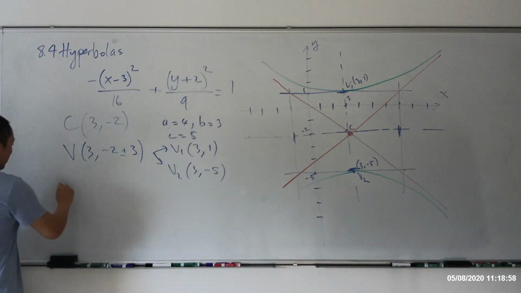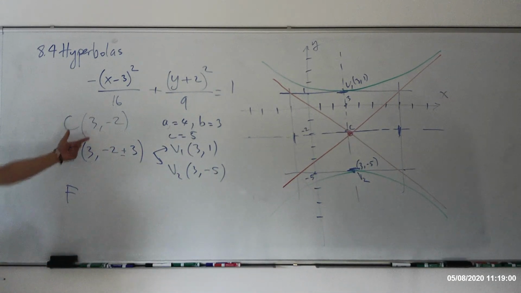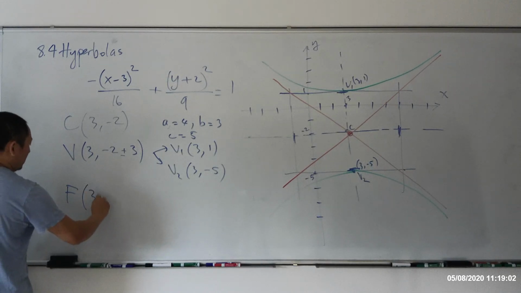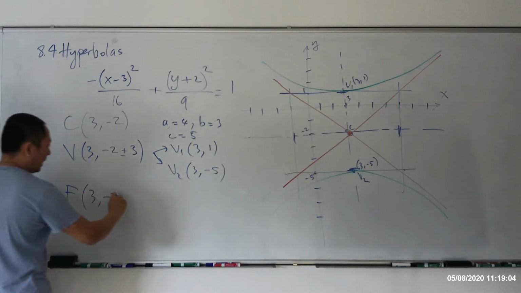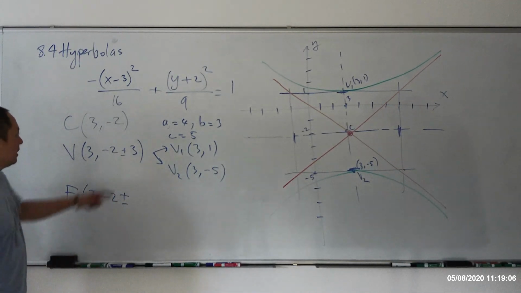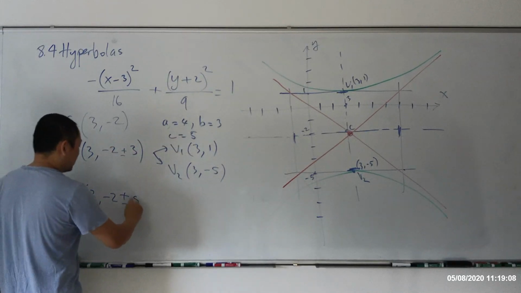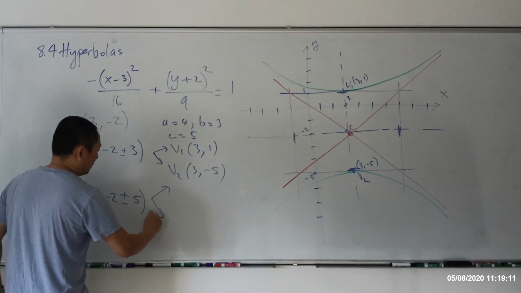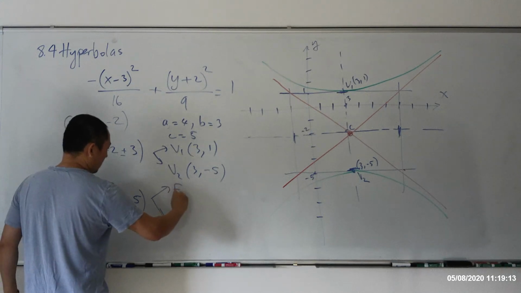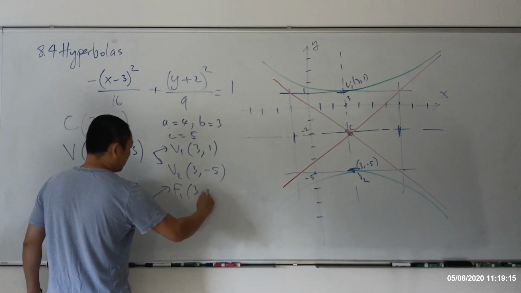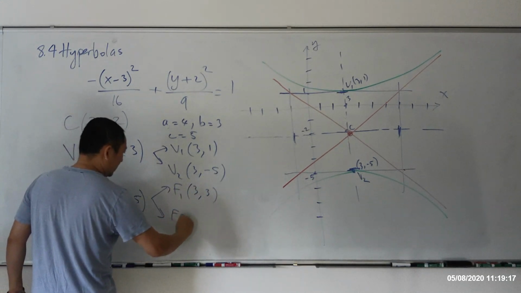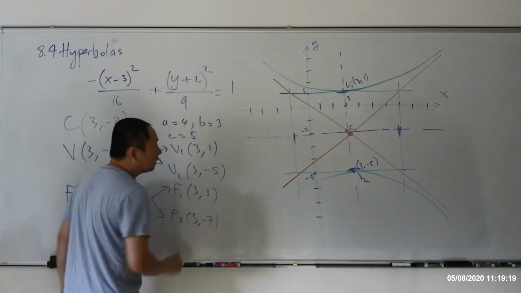Similarly, to find the 2 foci, we also start from the center, which is (3, -2), and then add and subtract c, which is 5 in our case. So we have 2 foci as usual. F1 is at (3, 3), and F2 is at (3, -7).